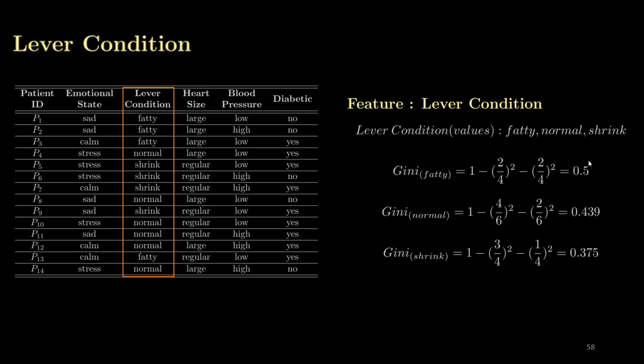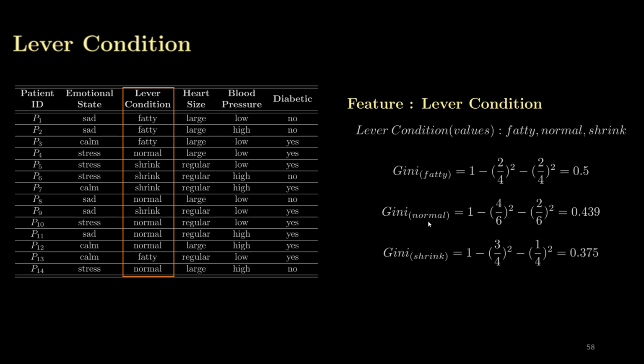And we know that 0.5 is the highest value of the Gini index. The highest value of the entropy was 1, but for Gini index, the highest value is 0.5. So 0.5 only appears when we have samples equally divided between the classes. We can see that we have 4 samples for fatty and they are equally divided between yes and no.